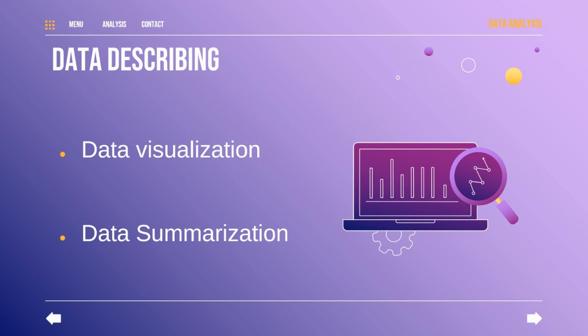Data description is divided into two types. The first one is data visualization. Data visualization is the creation of graphs and statistical outputs like pie charts, etc. Next, data summarization. Data summarization is summarizing the data we have visualized.